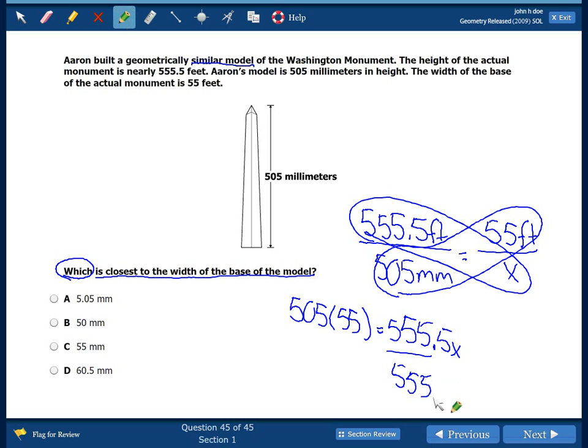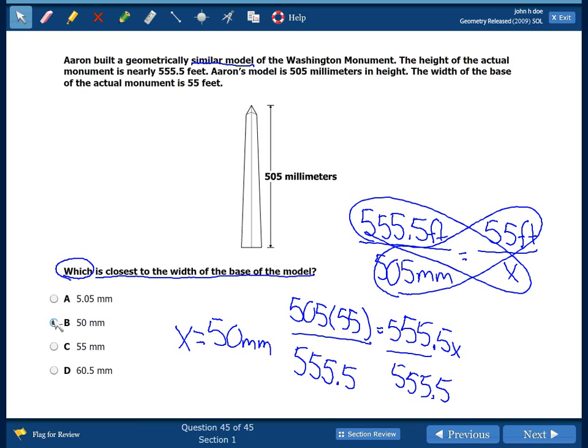So we're dividing it by 555.5. And that'll get us our final answer of just 50. So X is equal to 50 millimeters, which is letter B. I hope this was helpful, and please watch the other two videos which go over the other two reporting categories. If you watch it, you understand it, it should be very applicable to the actual SOL, and I'm quite sure you'll be able to pass.